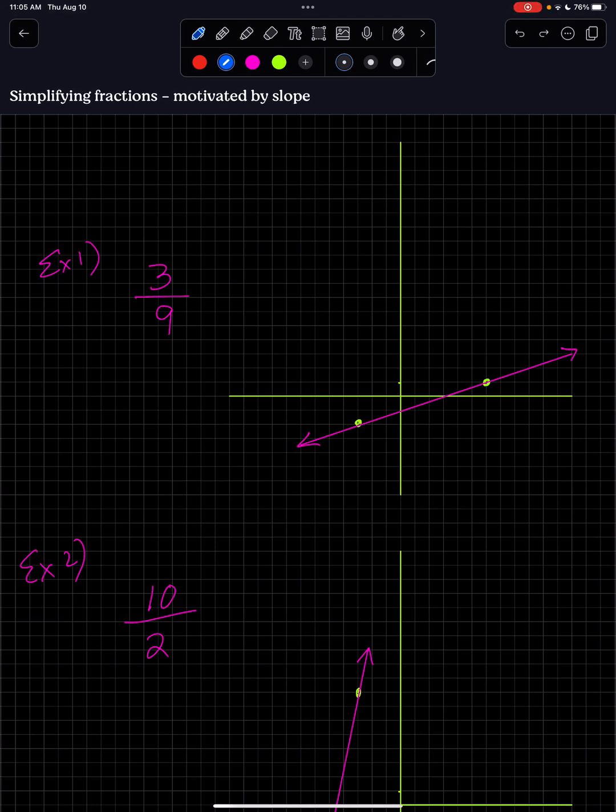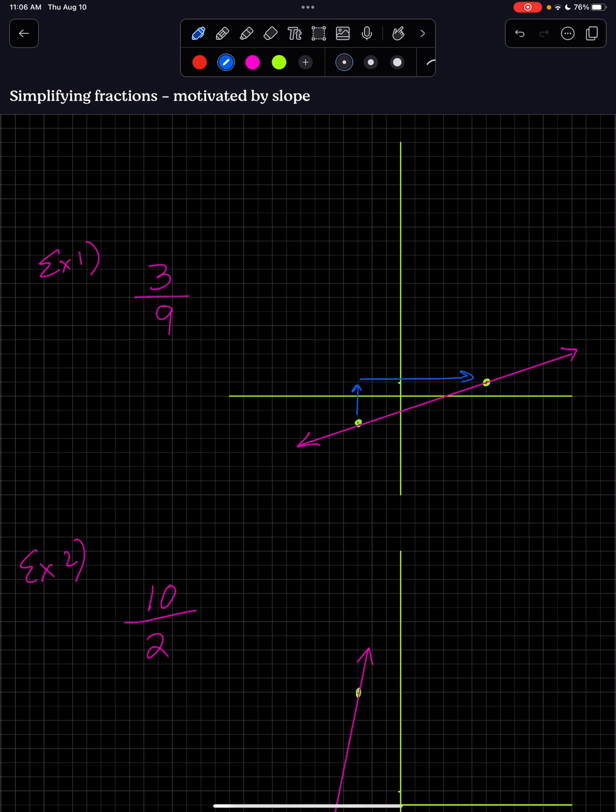Let's reduce fractions, or let's simplify fractions. Let's write them in reduced form so that they're as simplified as possible. And we're going to use slope here to motivate this idea, just to make it make a little more sense and be a little more concrete. So if someone asks you to reduce 3/9, in a slope context, that's like up 3, right 9.